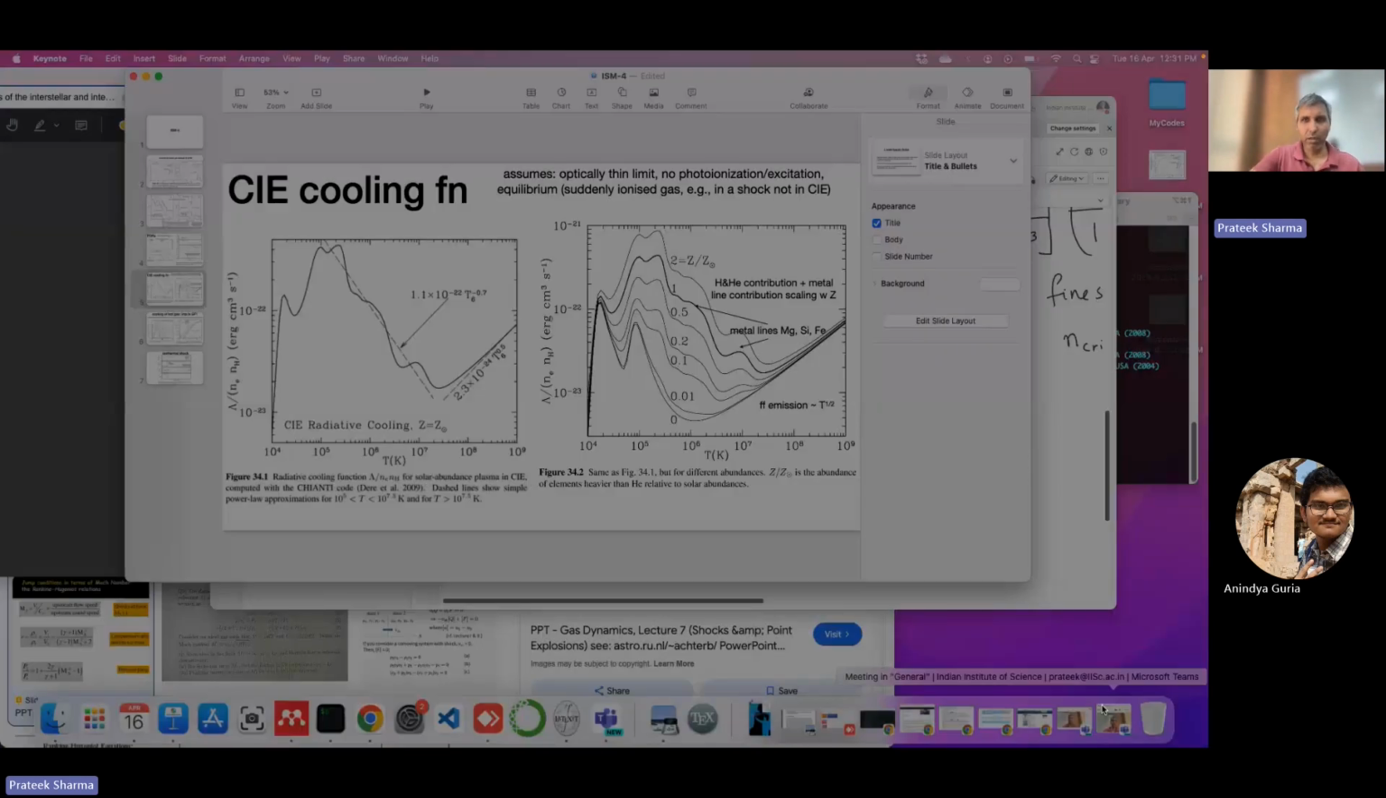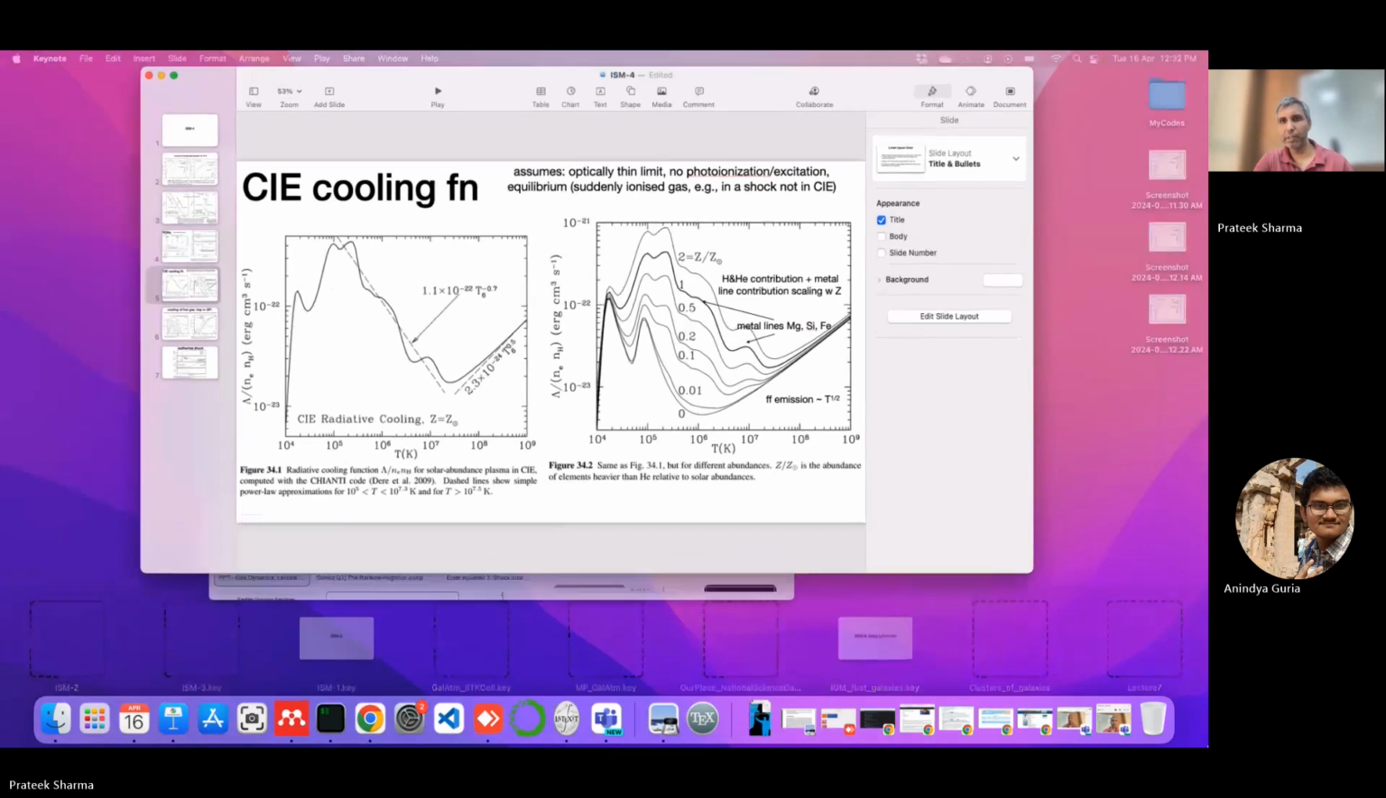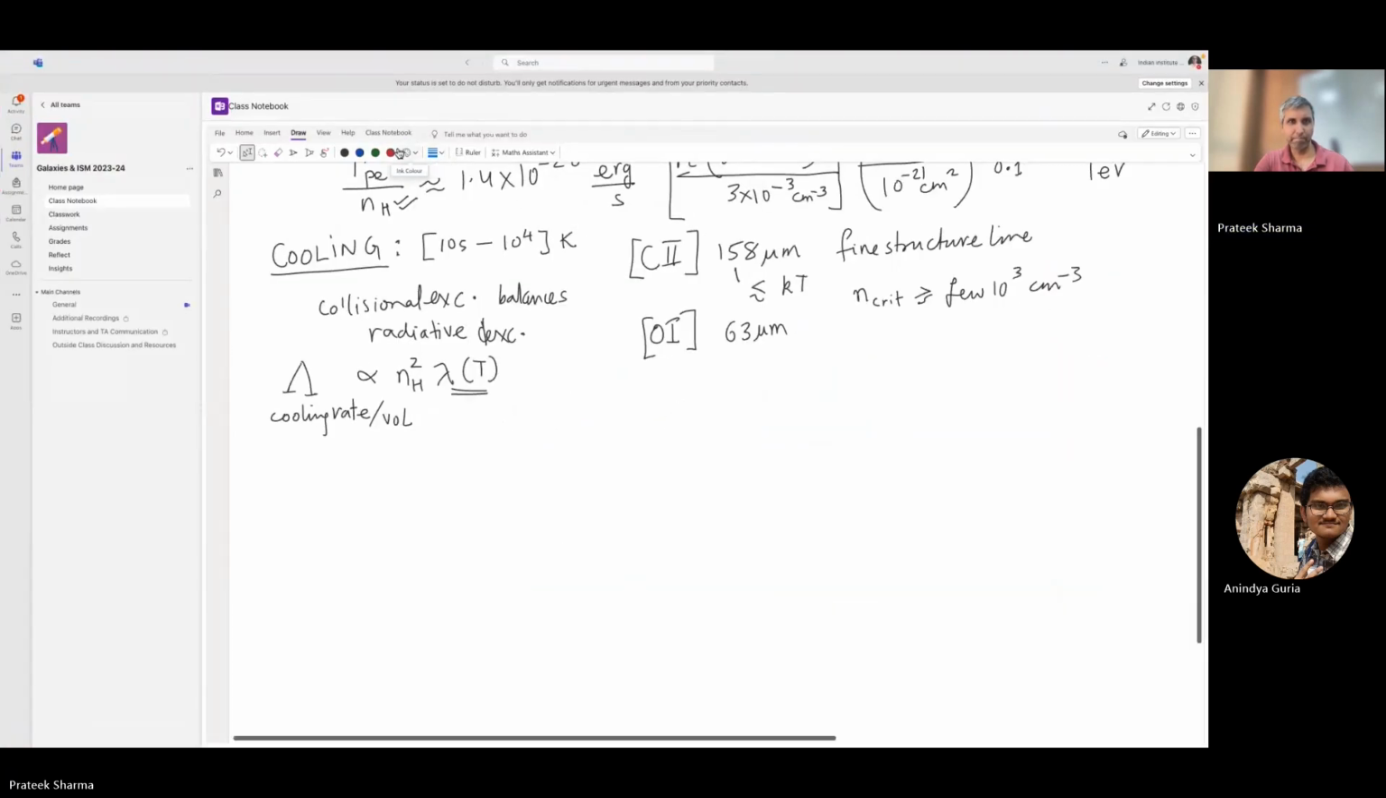Okay, let's go back. So this is about neutral gas. What about molecular gas? Like H2, molecular hydrogen is the dominant molecular species because hydrogen is the dominant atom present in the ISM.